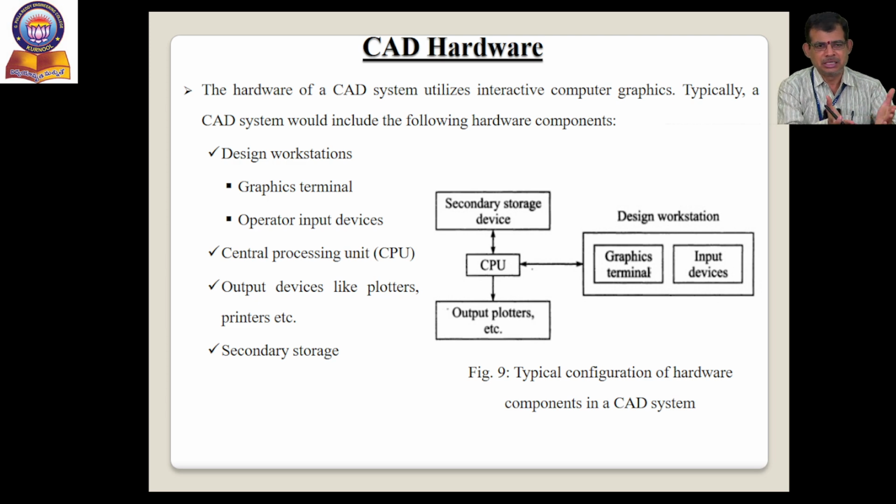Hardware means the physically appearing things, the keyboard, mouse, everything. Typically a CAD system would include the following hardware components. The name changes only, everything is the same. Design workstation, we call it a design workstation. What is this? This is the graphic terminal and the input devices. What are the input devices? Your keyboard and mouse and the screen area. This we are calling the design workstation. So here you have the graphic terminal and operator input devices.